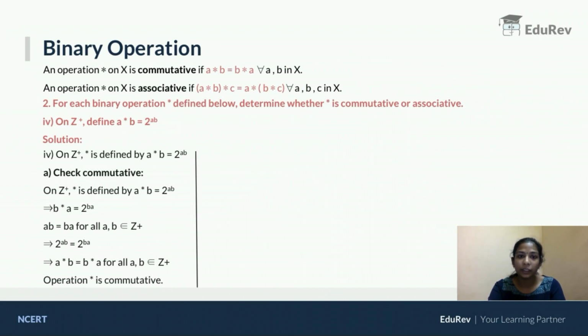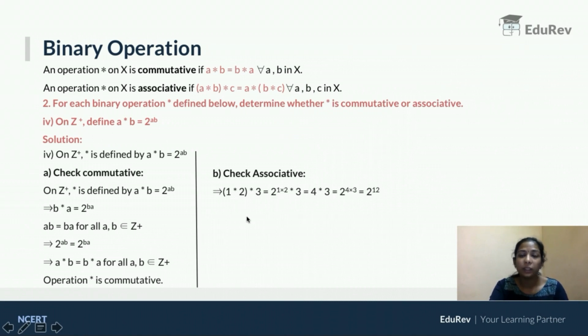And now I'll check for associative. So I am taking a counter example because I know it is not holding true. Let me check. I am taking A, B and C as 1, 2 and 3. So what will happen? (1 star 2) star 3. First, what is 1 star 2? A star B is 2 to the power AB. So 1 star 2 will be simply 2 to the power 1 into 2, star 3. So whatever is the outcome you get here, that element you have to again perform operation with 3. So 2 to the power 1 into 2 is 2 to the power 2, that is 4. So now you got the next element as 4 star 3.